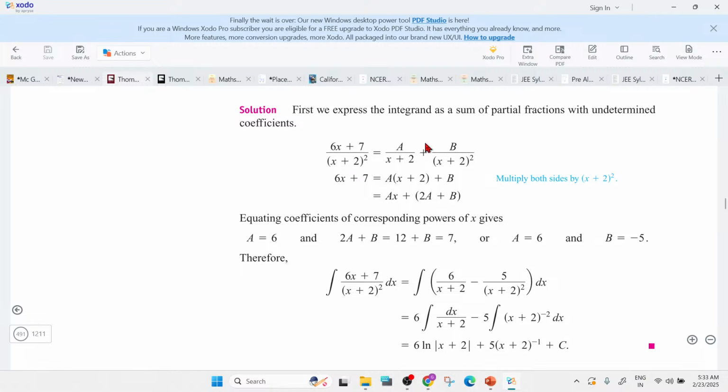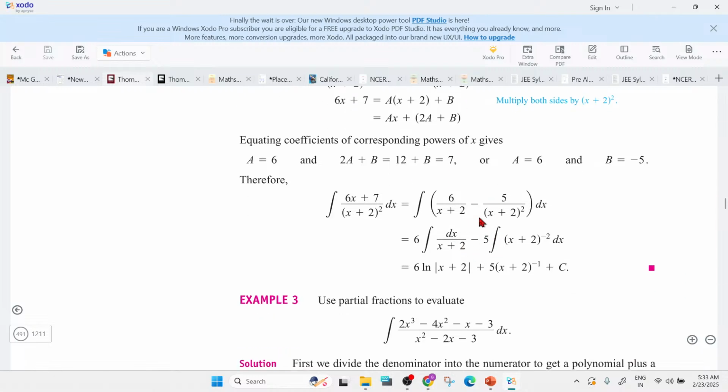You compare this and get a and b, and then you directly integrate. Because this is linear, it becomes very easy. You can substitute x plus 2 as t, then 5 by t square, which is t power minus 2, integrates to t power minus 1 by minus 1.